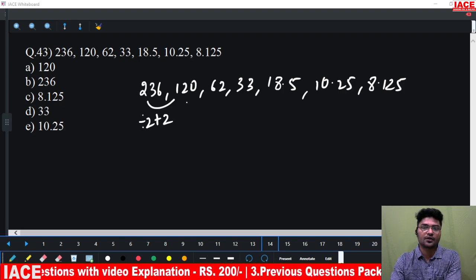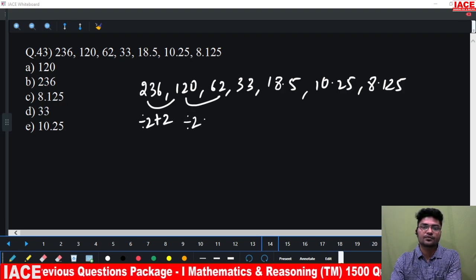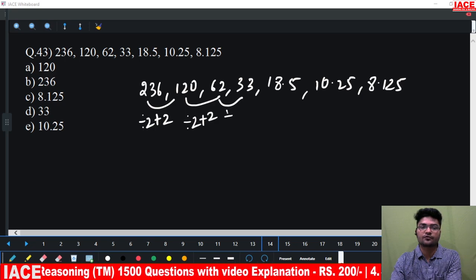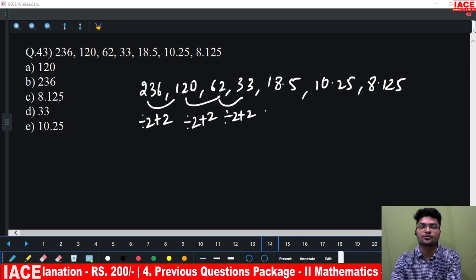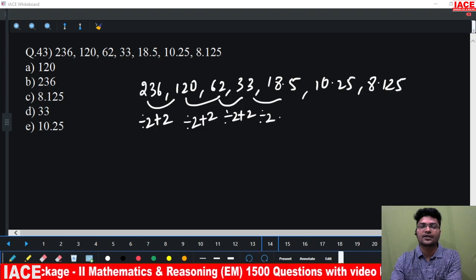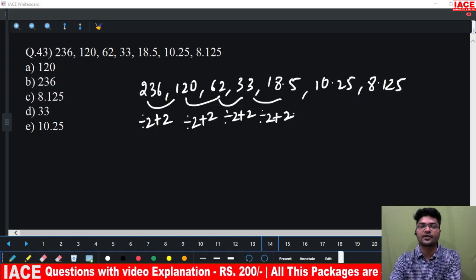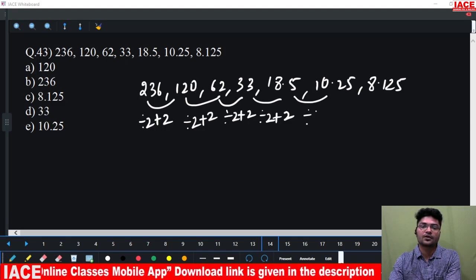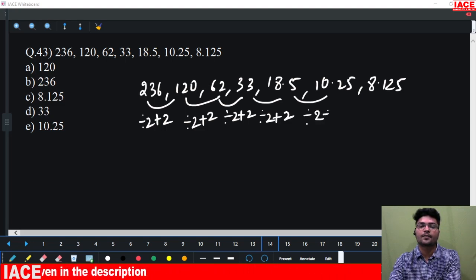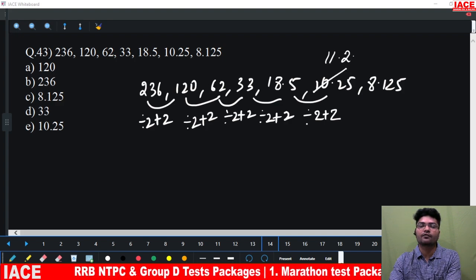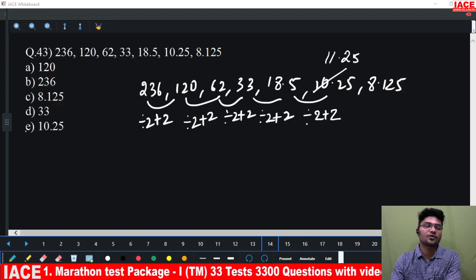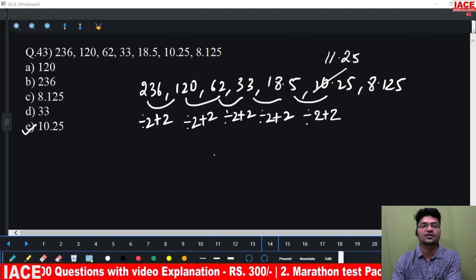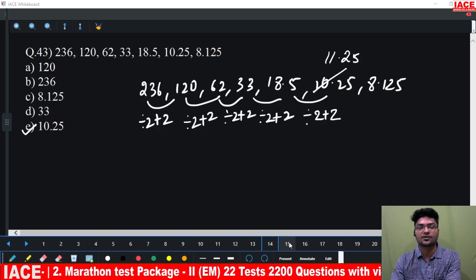118 plus 2 is 120. Again, division of 2 gives me 60, plus 2 is 62. Division of 2 gives me 31, plus 2 is 33. Division of 2 gives me 16.5, plus 2 is 18.5. Division of 2 gives me 9.25, 9.25 plus 2 will give me 11.25. So our correct option would be option E. Option E, that is 10.25, will be the wrong answer.